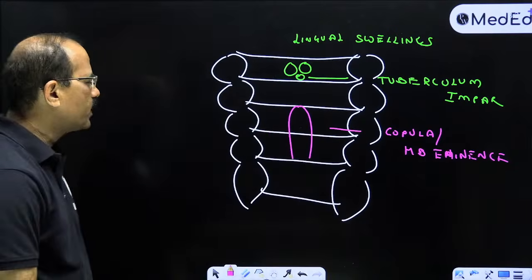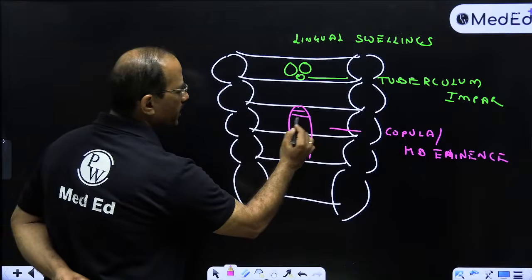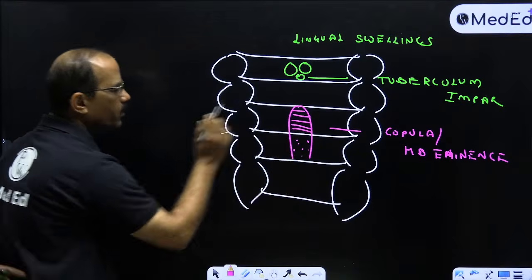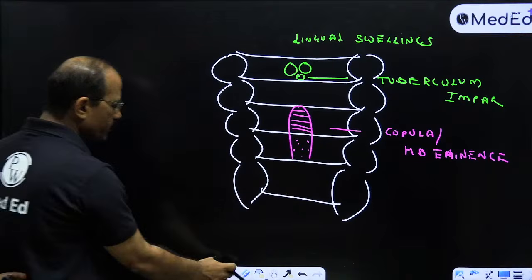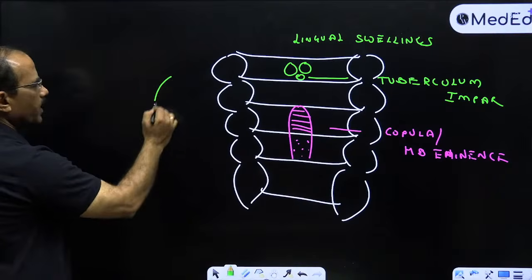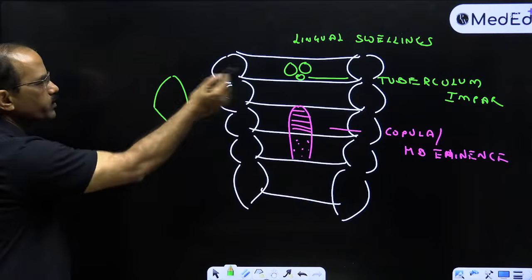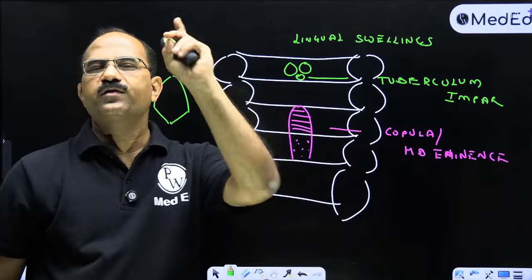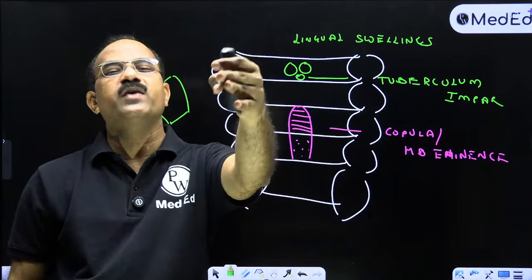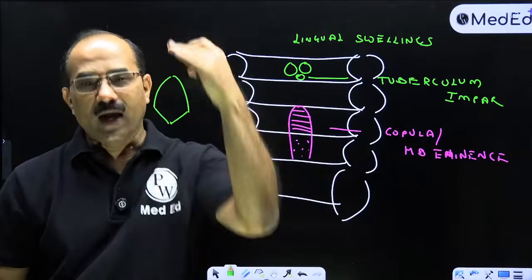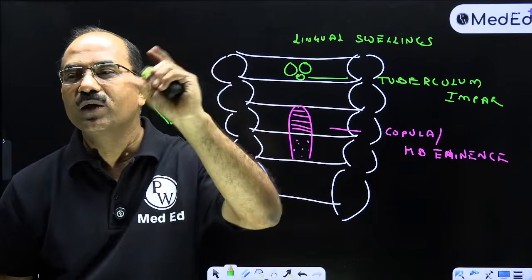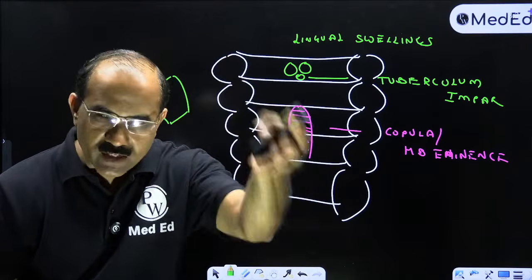Hypobranchial eminence divides into a cranial part and a caudal part. So now you tell me, the two lingual swellings and the tuberculum impar are going to form what? The anterior two-thirds of the tongue. The anterior two-thirds of the tongue is derived from the first pharyngeal arch, whose nerve is the mandibular nerve. So the anterior two-thirds is supplied by the lingual nerve, a branch of the mandibular.